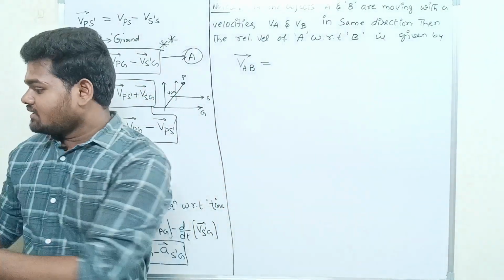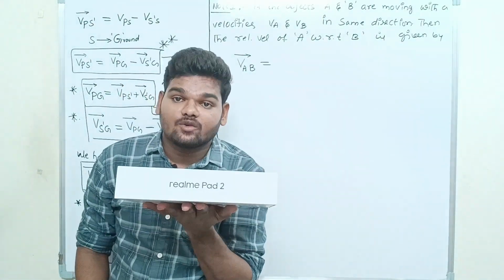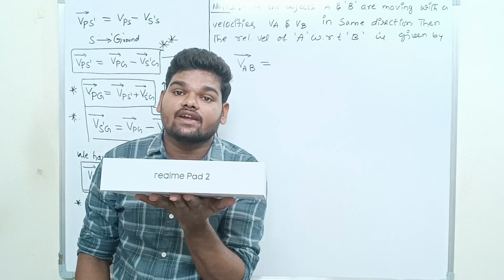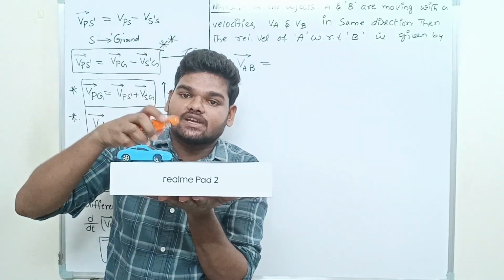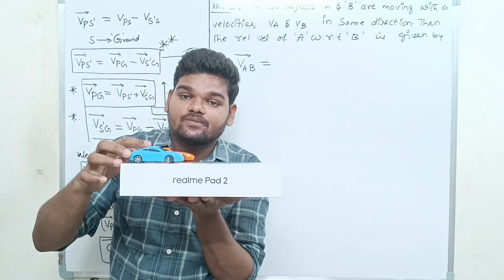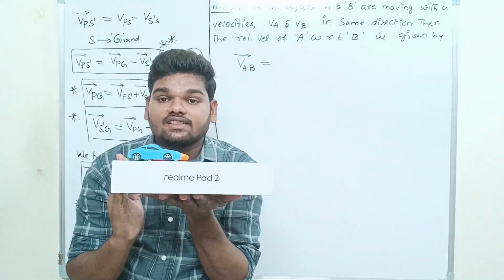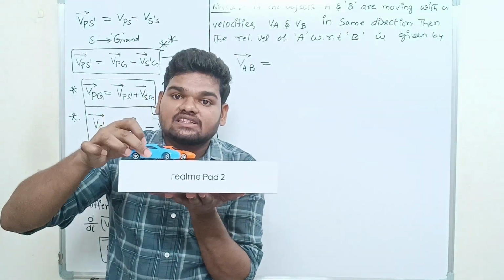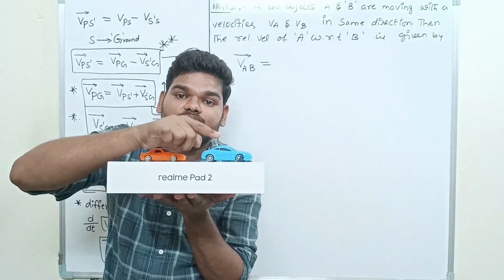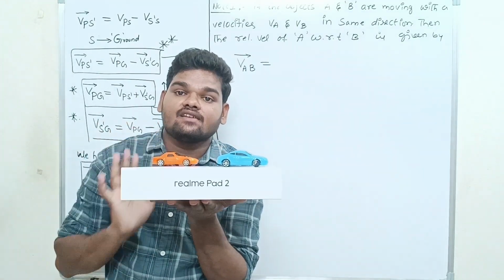Have a look. So this is a ground frame. Let us consider this is a ground frame and it is a rest frame. On this rest frame, or on this ground, there are two objects. Let us say this is the first object and this is the second object, A and B. On the surface of the ground, these two objects are moving. This is the velocity of object A, let us say VA, and this is the velocity of object B, let us say VB.